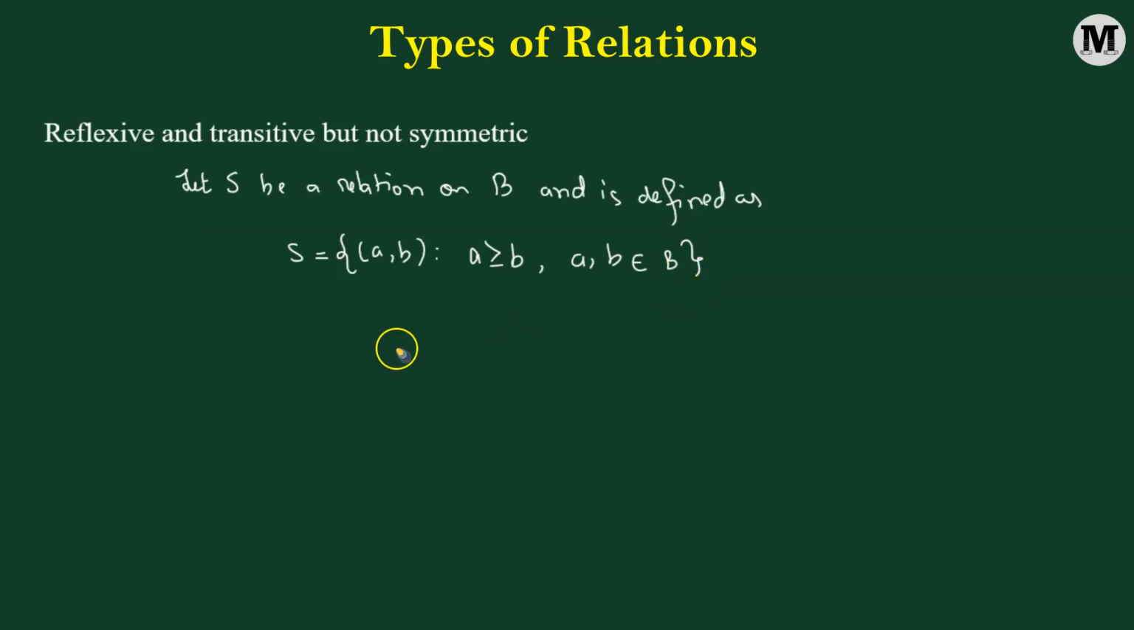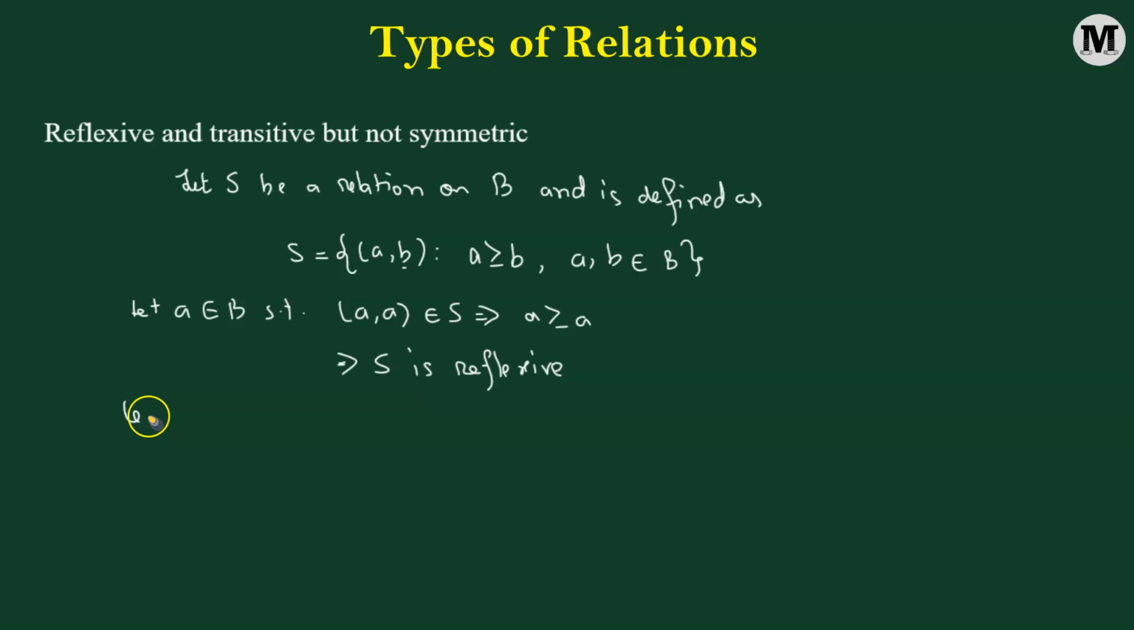Now, is the relation S reflexive? Let's verify that. Let us consider an arbitrary element A belonging to the set B. If we consider (A, A) belonging to the relation S, according to the definition, A is greater than or equal to A. All we are doing here is replacing B with A. That's a true statement, so this implies that our given relation S is reflexive.